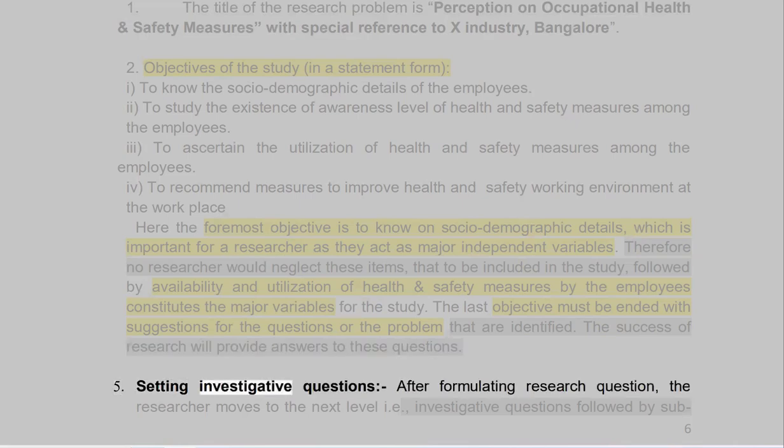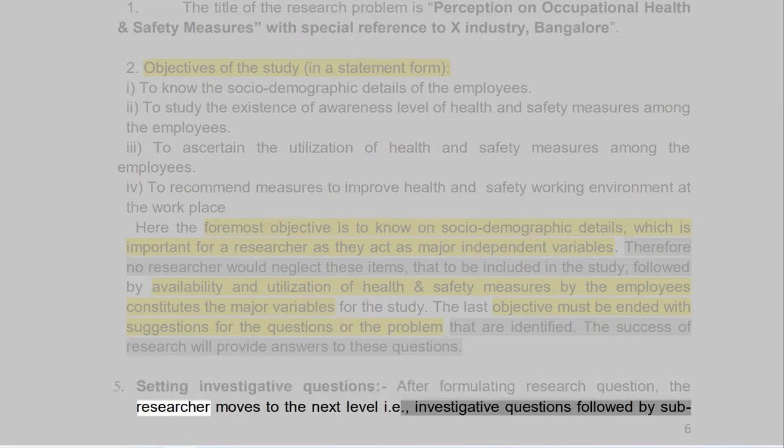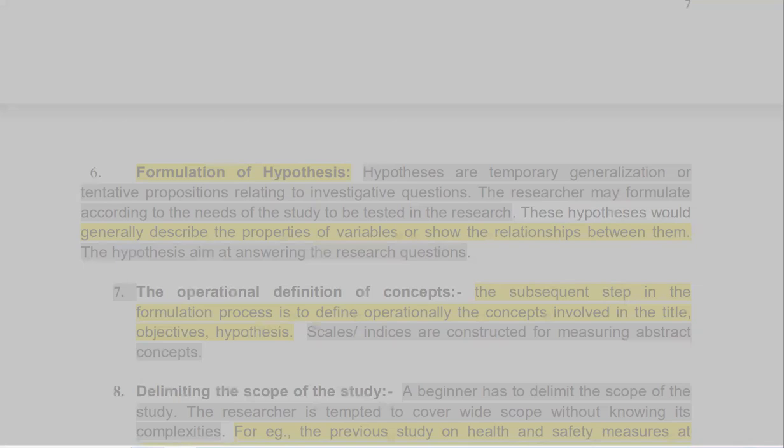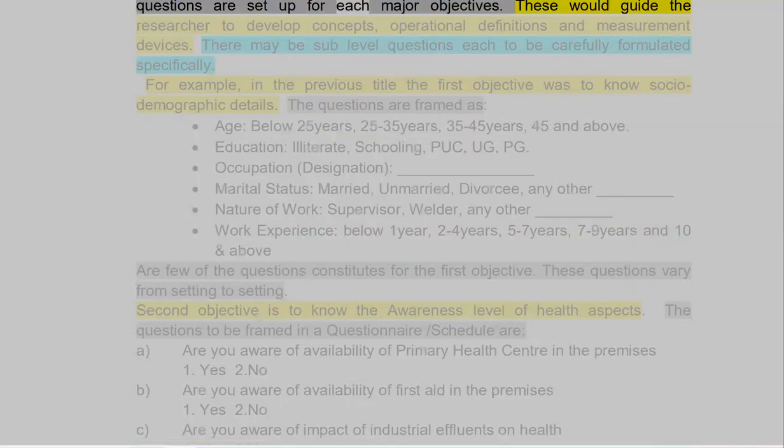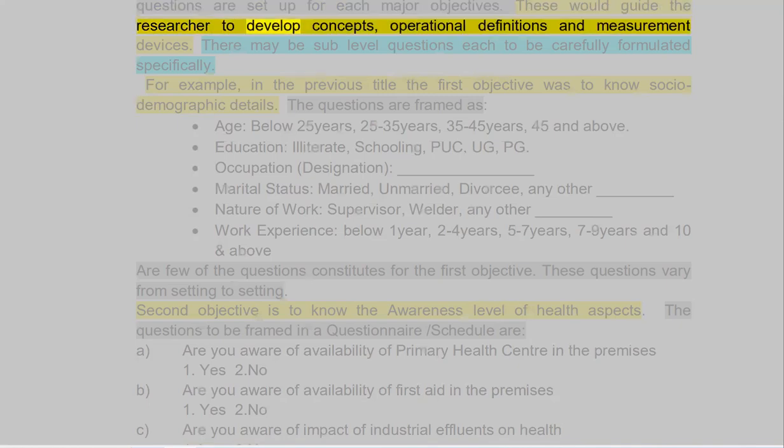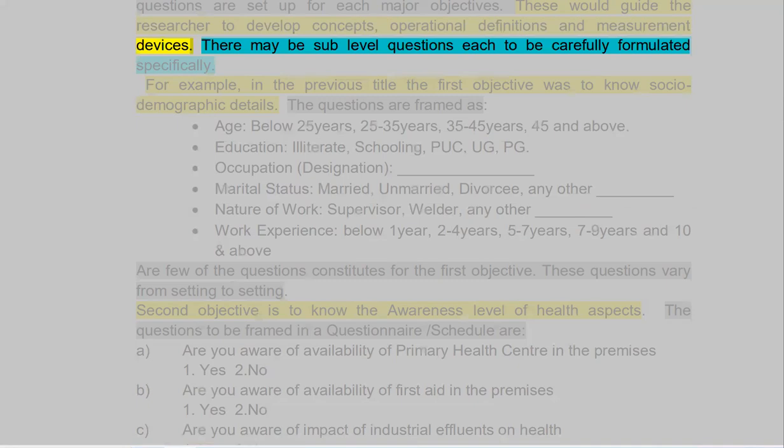5. Setting investigative questions. After formulating the research question, the researcher moves to the next level, i.e., investigative questions followed by sub-questions. Questions are set up for each major objective. These would guide the researcher to develop concepts, operational definitions, and measurement devices. There may be sub-level questions, each to be carefully formulated specifically.